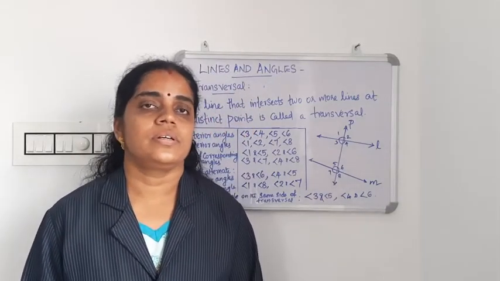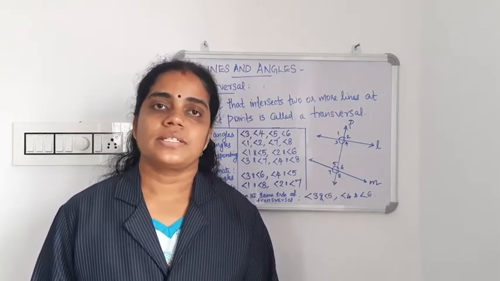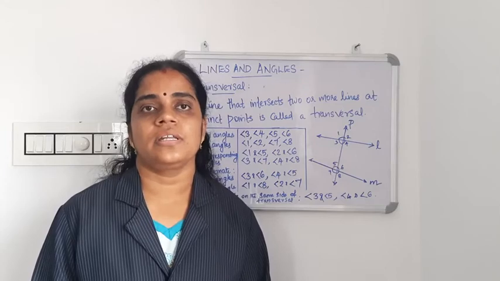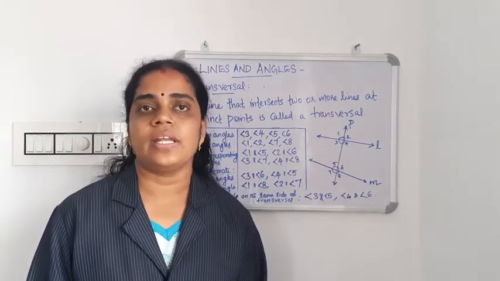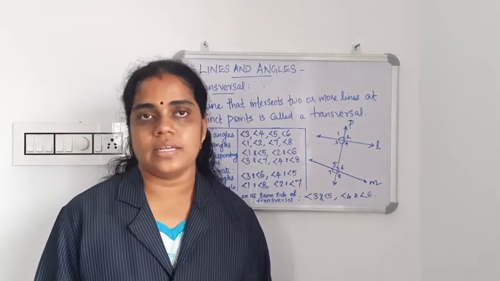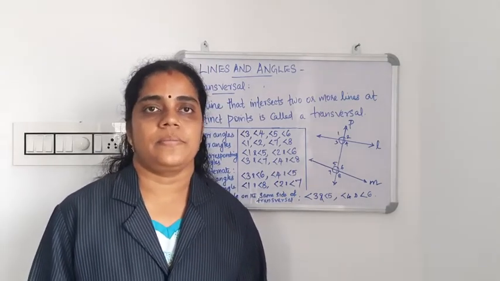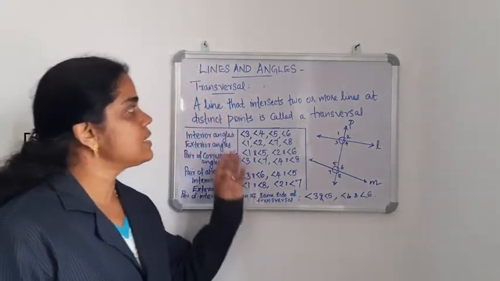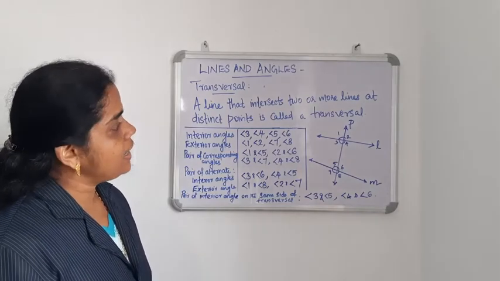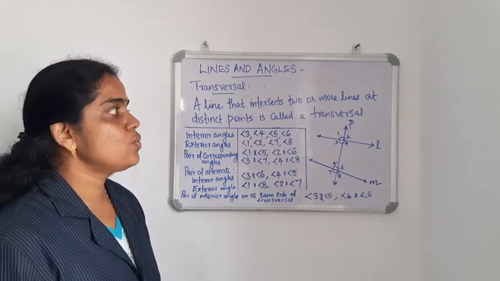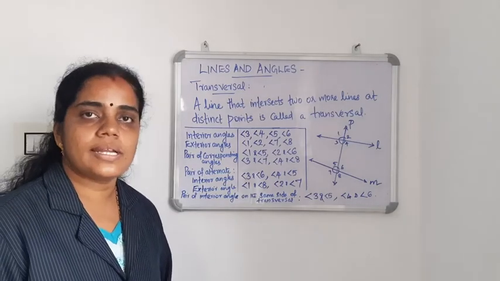Today you are going to learn a new topic, transversal. What is transversal? You might have seen a road crossing two or more roads or a railway line crossing many other lines. This gives an idea of transversal. Let us check the definition of a transversal. A line that intersects two or more lines at distinct points is called a transversal.